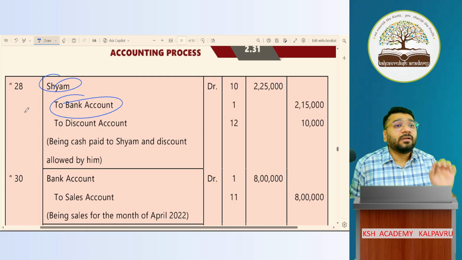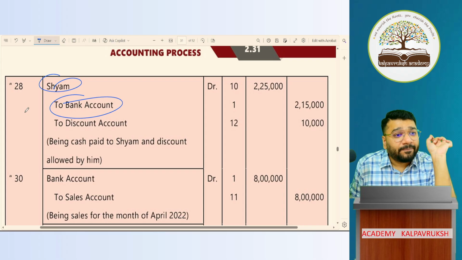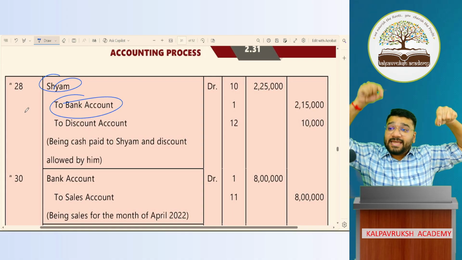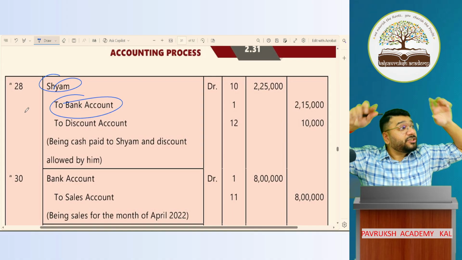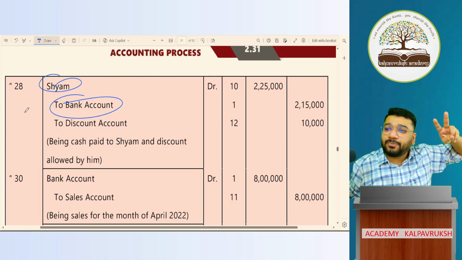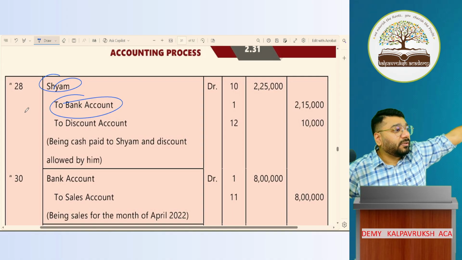Got it, not got it? Listen to me very carefully. Generally, whenever they say a bank transaction, bank will be debited or credited. When they say cash, cash will be debited or credited. Generally. But this is not general. This is an exception. Do you understand what an exception is? Here the situation is different.